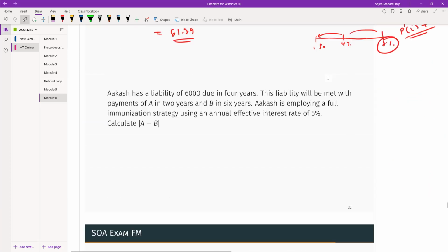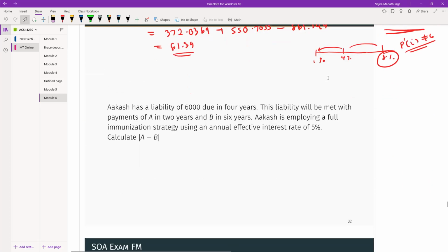So here we have a few questions. Let's try one more and then I will leave the rest for you. This one says, Akash has a liability of 6,000 due in 4 years. The liability will be met with a payment of A in 2 years and B in 6 years. Akash is employing a full immunization strategy using an annual effective interest rate of 5%. Calculate A minus B.